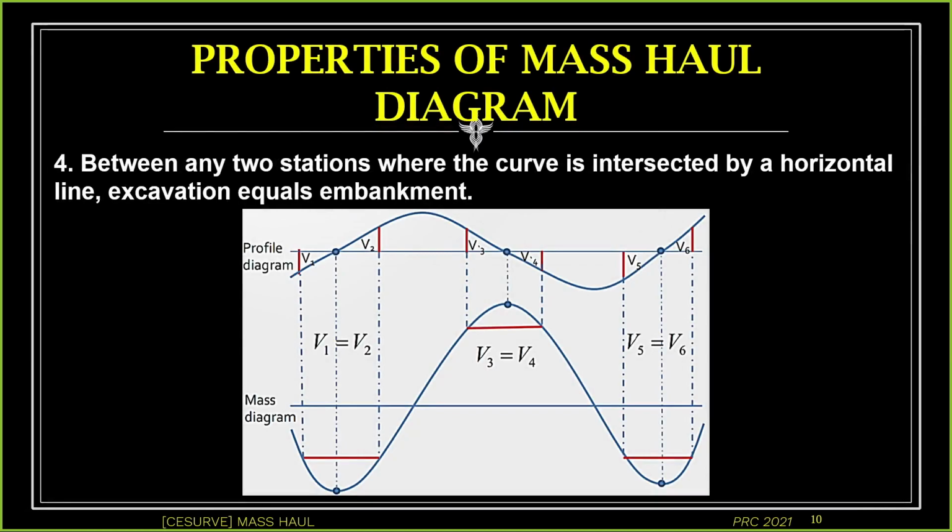Next, between any two stations where the curved line is intersected by the horizontal line, excavation is equal to the embankment. Okay? So, pag ito nag-project tayo, ito ay basically the free haul, FH dito. Ito naman ay limit of economic haul, LEH. Okay? So, at this point, V3 and V4 would be equal. At this point. Pag pinroject yan.